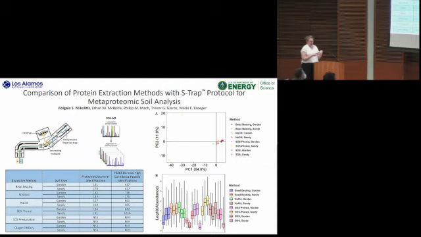And then we can move on to the bar plot, and you'll see that there's a lot of variation in the sample abundances. The most consistent method for this was the bead beating method.